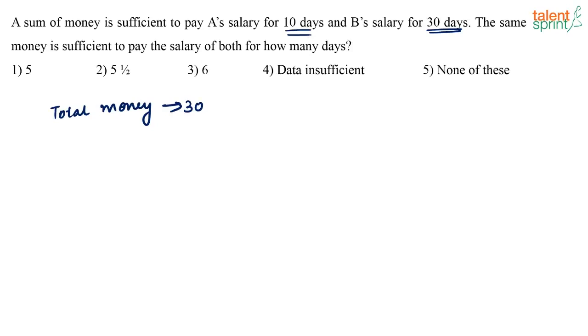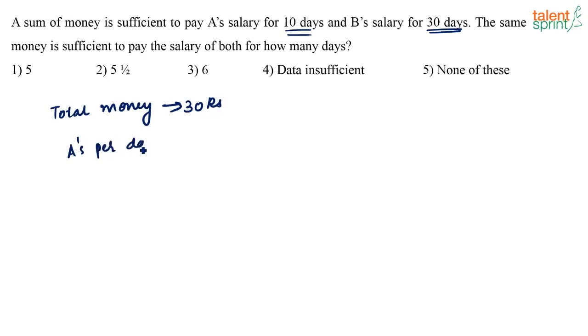It is 30. Now what are they saying? This is 30 rupees. This is the total amount that we have. Now using this total amount, if I pay salary for A every day, it is lasting for 10 days. So what is A's salary per day?